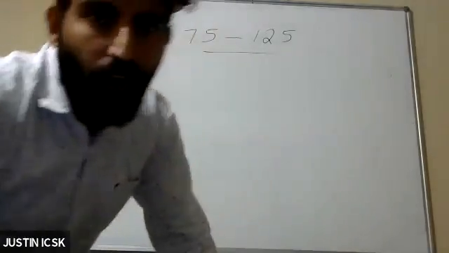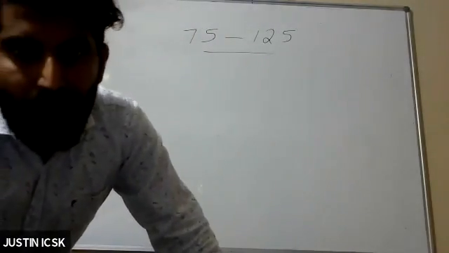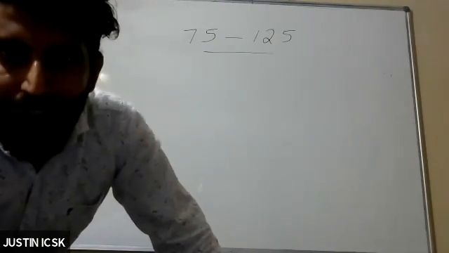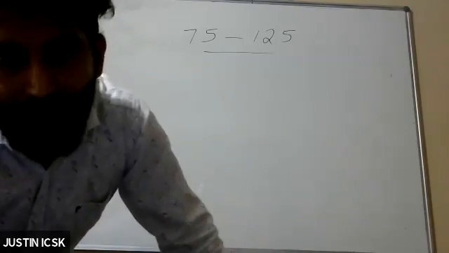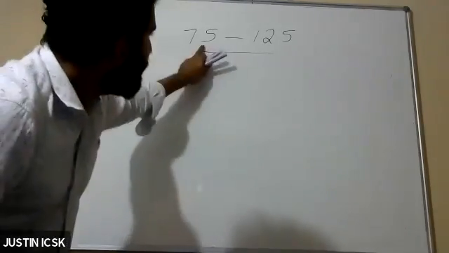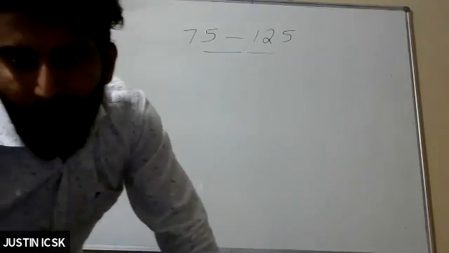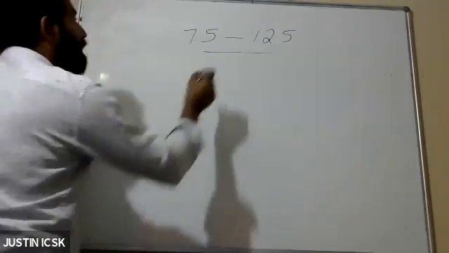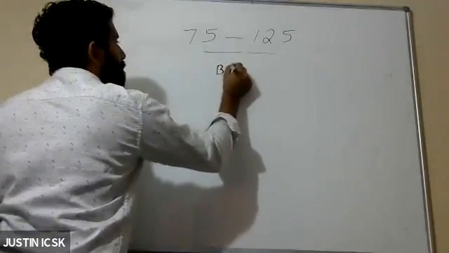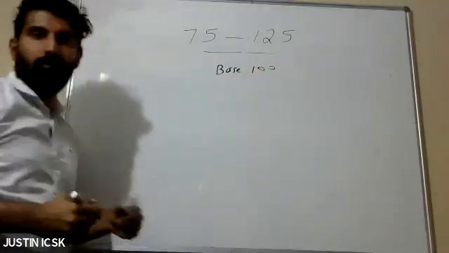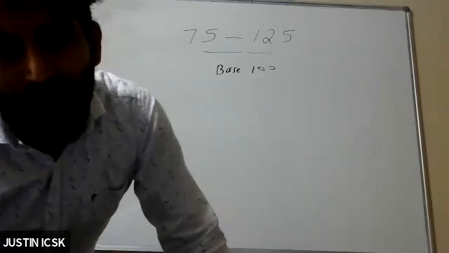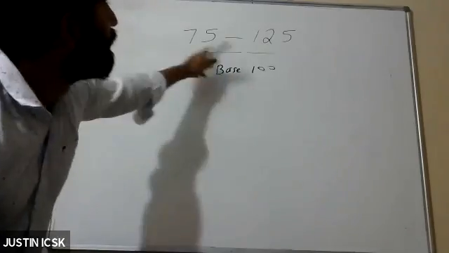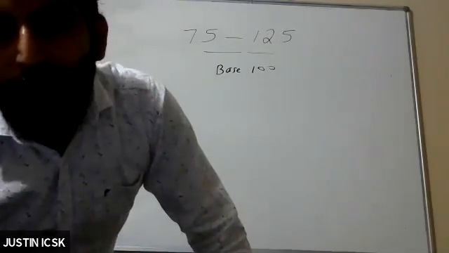Between 75 and 125, almost the same method. Here we are not taking 25 plus. The base will change. Previously I told you base is 50 because 50 is the middle of 25 and 75. So here you can clearly see that base is 100 because the middle of 75 and 125 is 100. So I'm taking base 100.